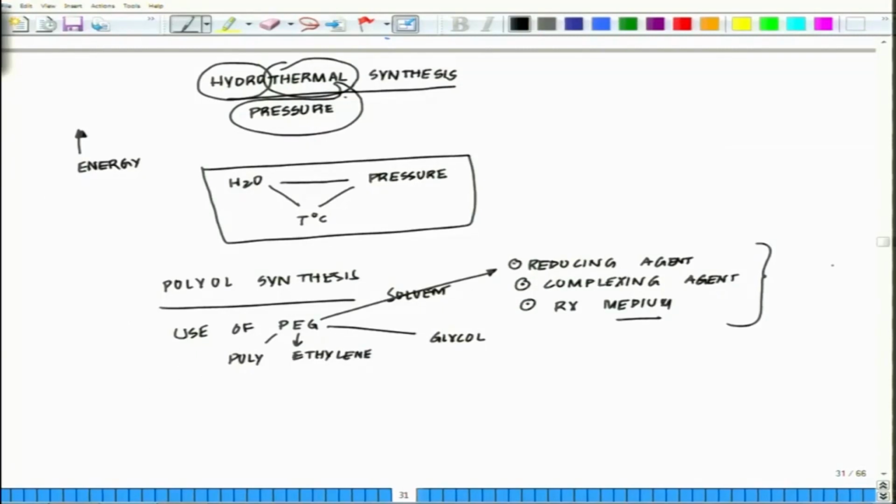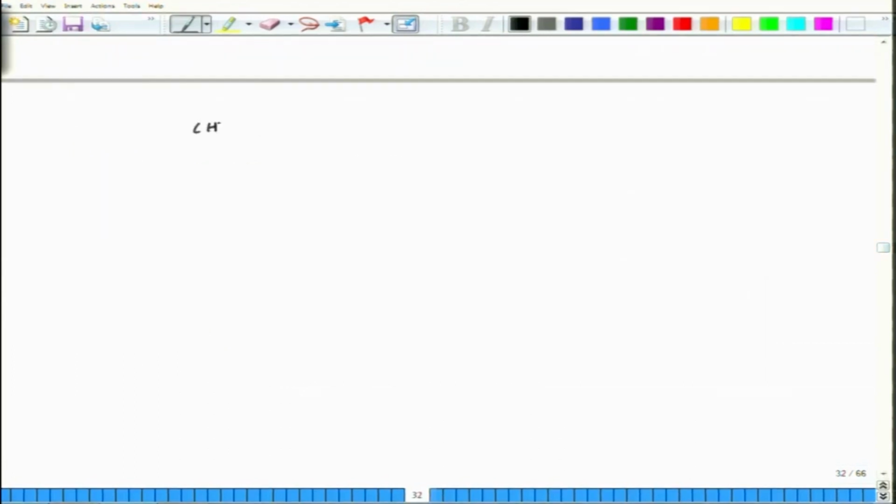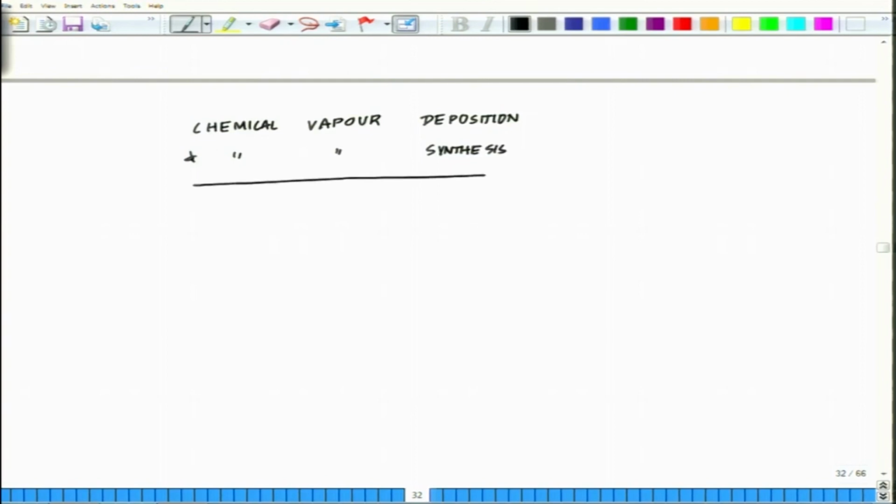Okay. So now from polyol synthesis we move on to the next one, which is chemical vapor deposition or chemical vapor synthesis, which is again on the same line as physical synthesis. So chemical vapor deposition, CVD, and chemical vapor synthesis. Okay.